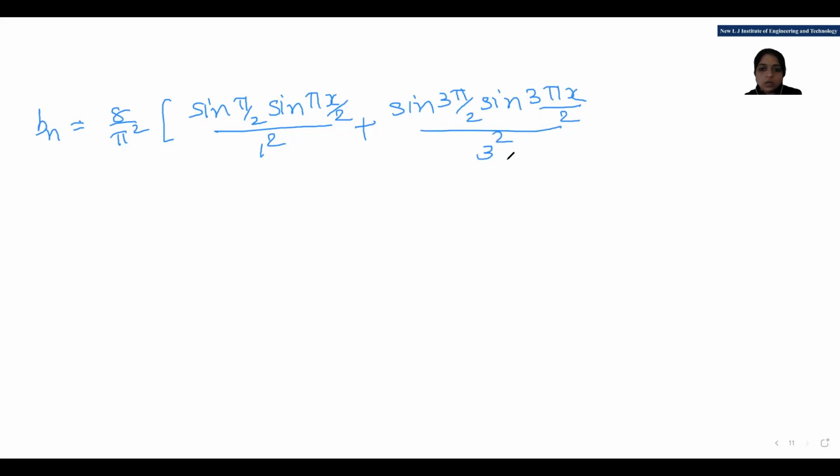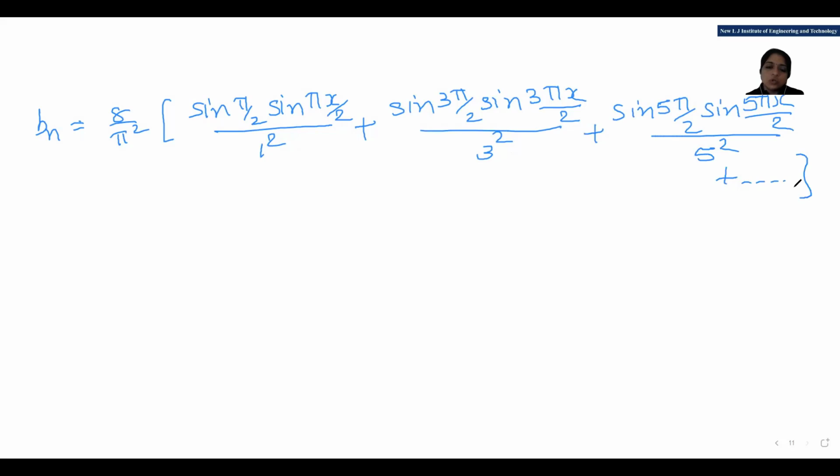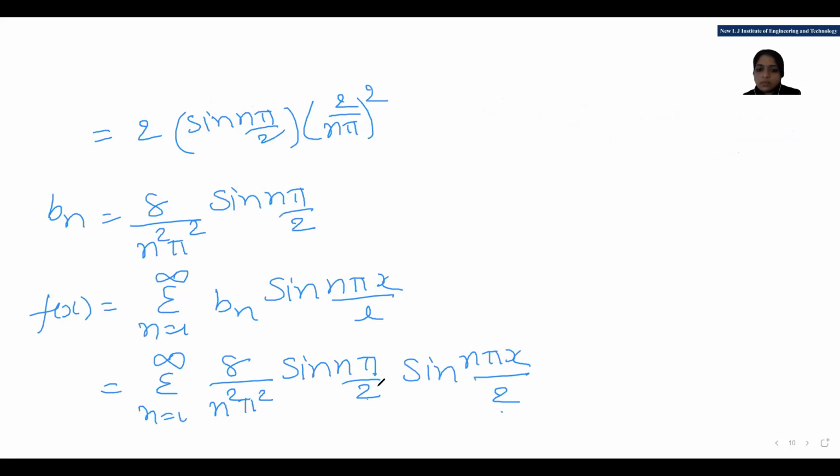Similarly, for the 4, I will get 0 answer. So I put 5, sine 5 pi by 2 sine 5 pi x by 2 upon 5 square, and so on. It means, students, we get the series for odd n only. Okay, for even n, the term will be 0. Any doubt? For even n, our term will be 0.